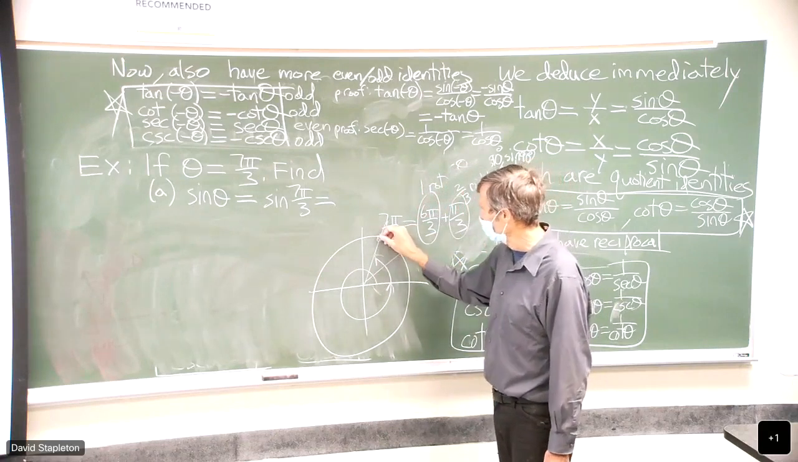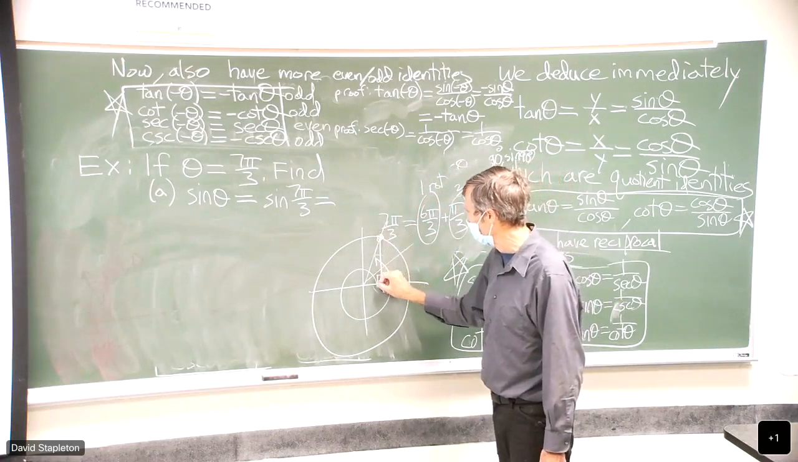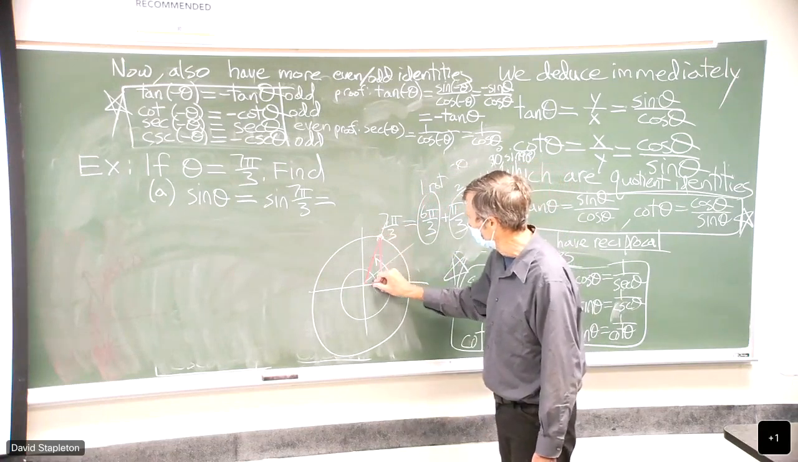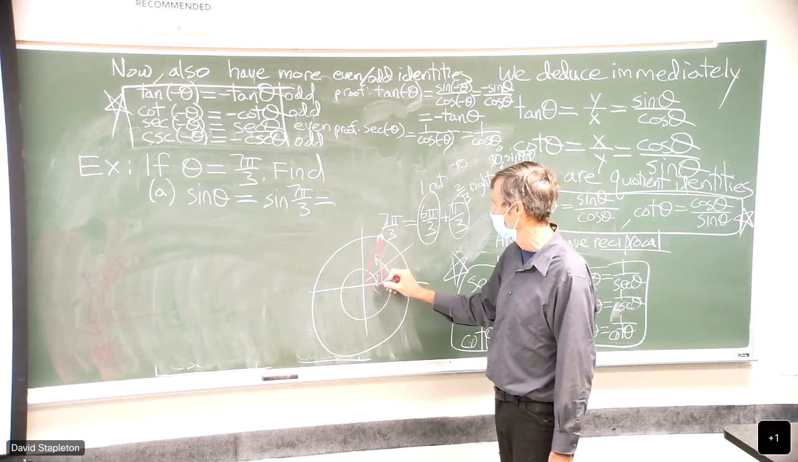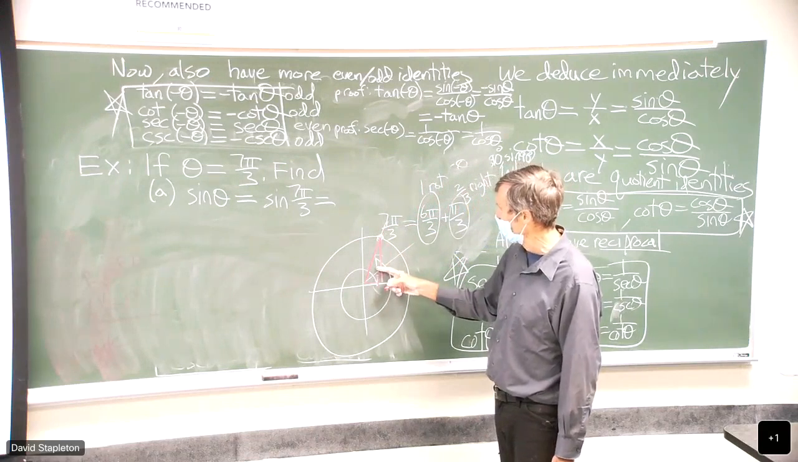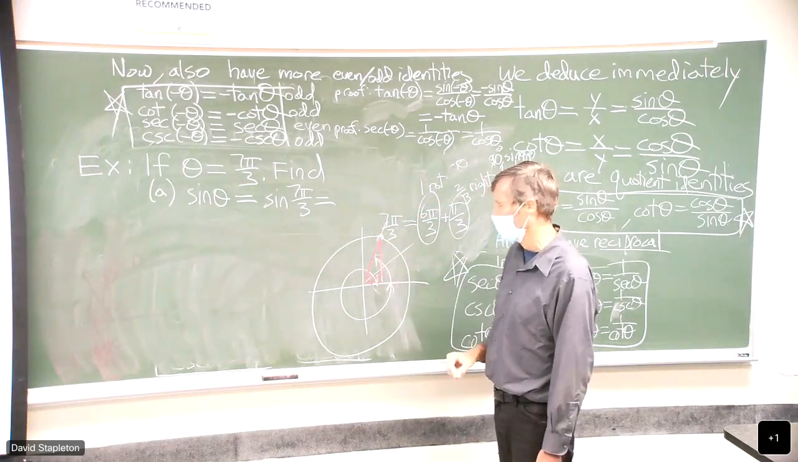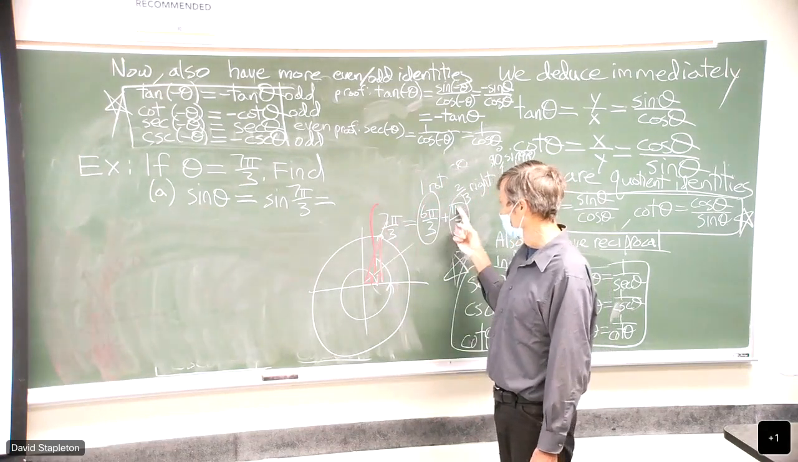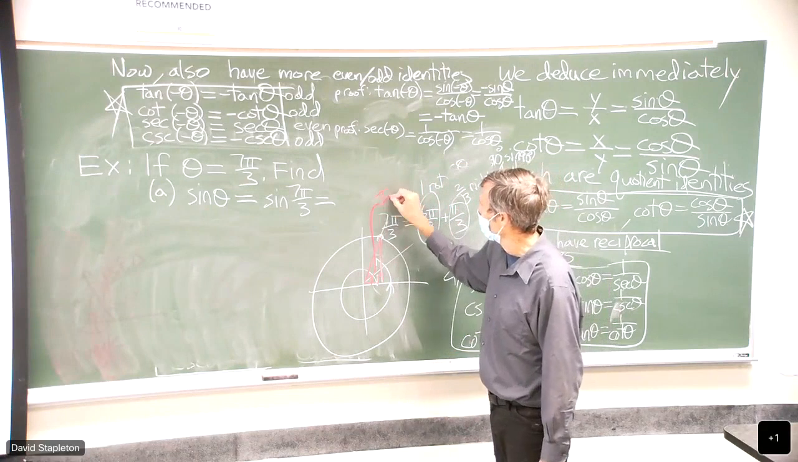So the coordinates of the point are the sine and cosine. I drop a perpendicular to the x-axis, taking the radius, the perpendicular, and the line segment back to the origin. I say this is the reference triangle. This is the reference angle. What is it? It's just this, 60 degrees, just pi over 3, right?